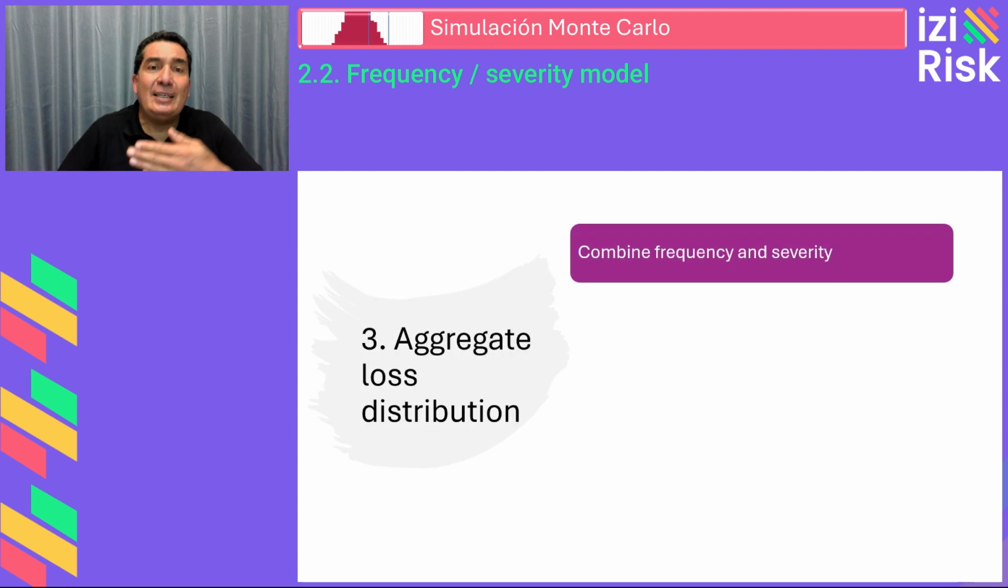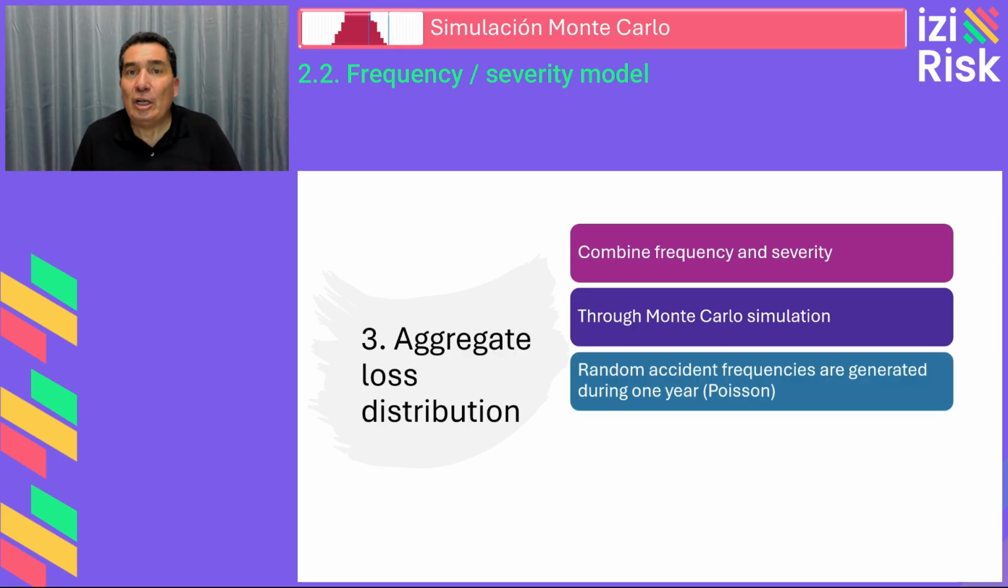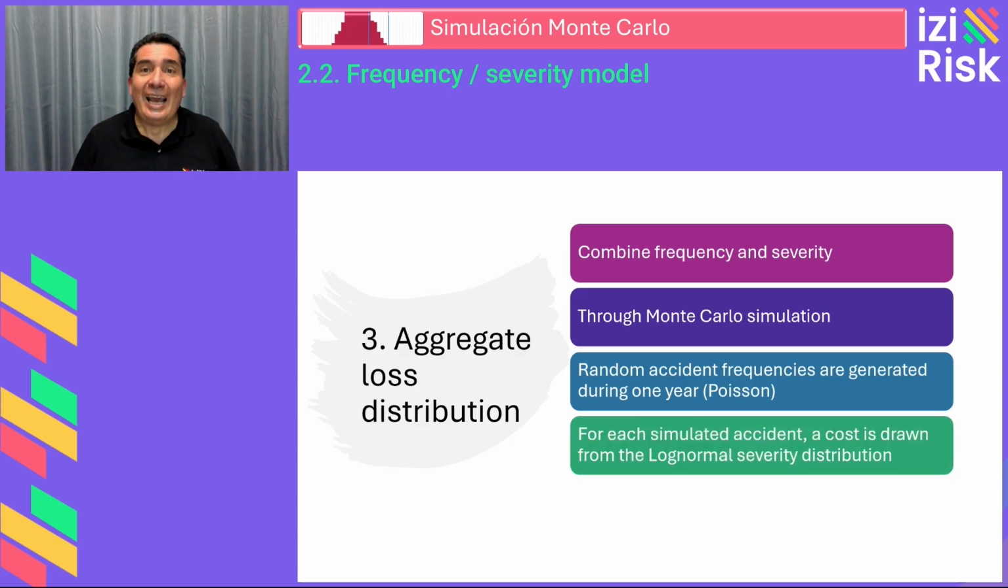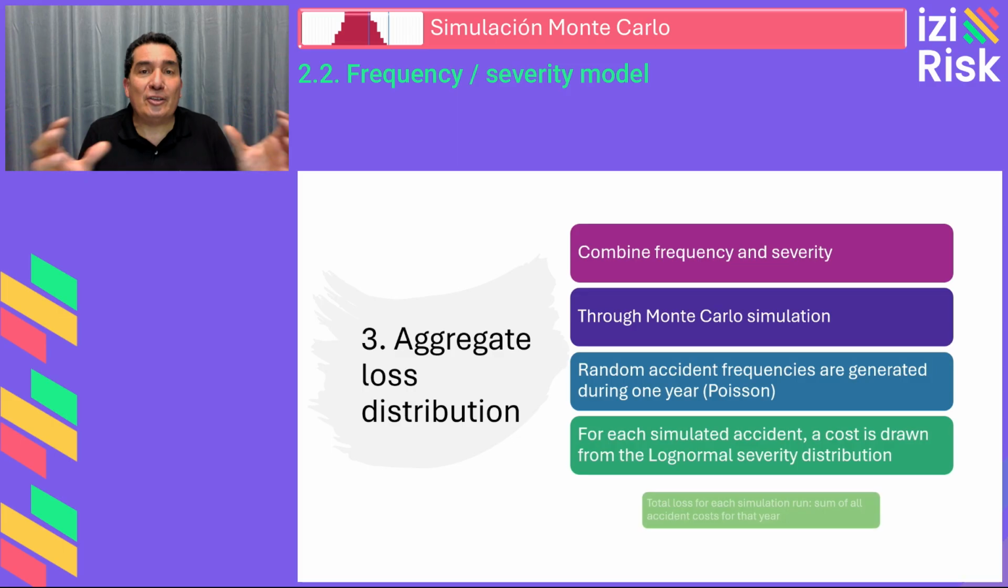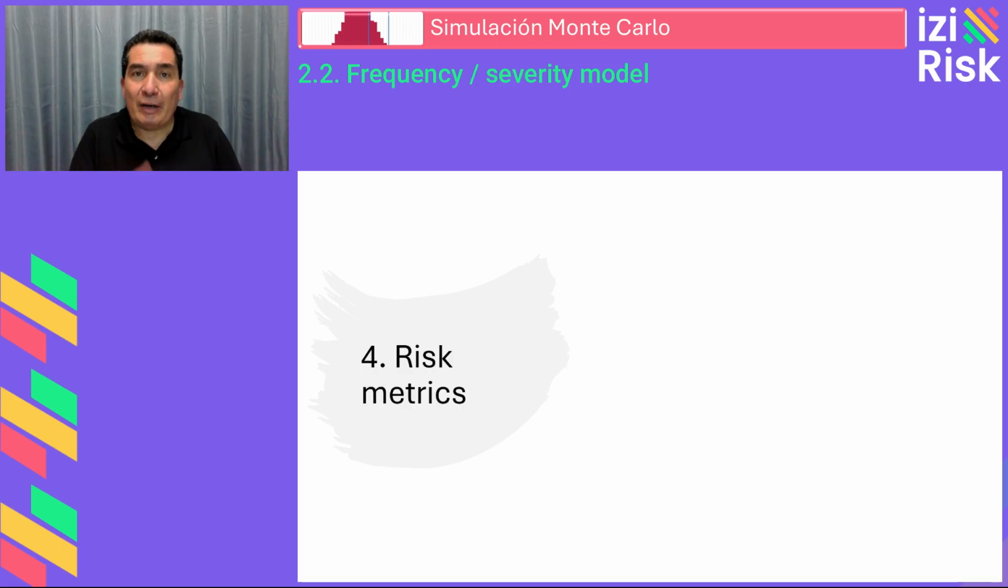We generate the aggregated loss distribution by combining frequency and severity. Events are simulated using convolution to determine total loss costs. We will explain convolution later on. For each simulated accident, a cost is drawn from the log-normal severity distribution, and all losses for that year are summed all together. Finally, we perform risk metric analysis.